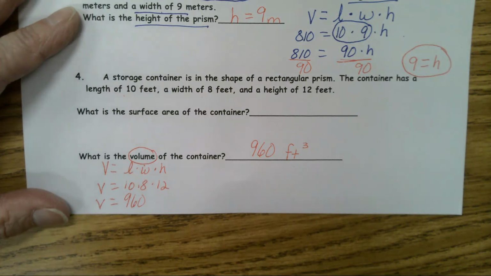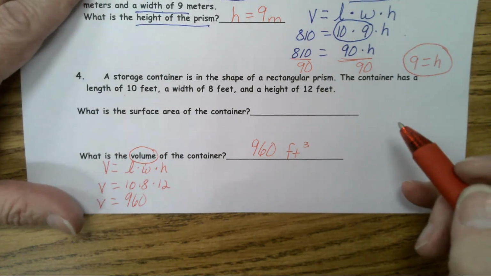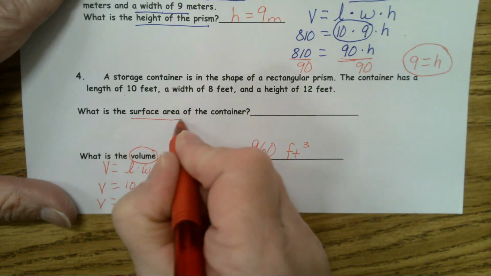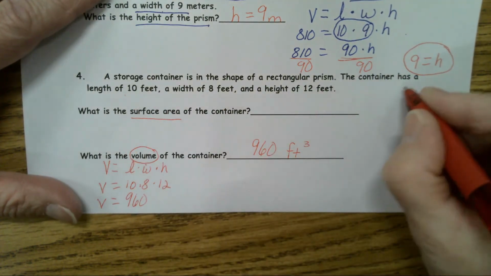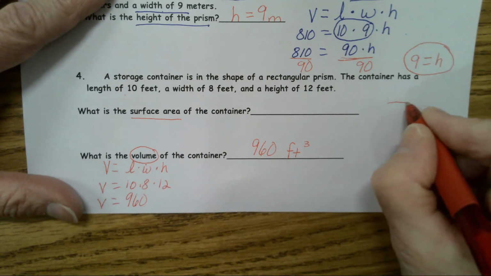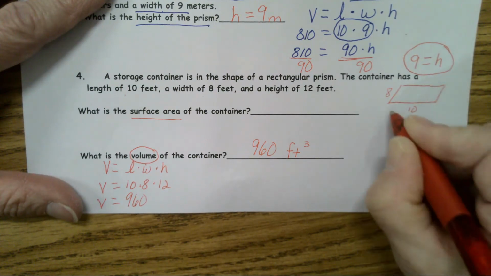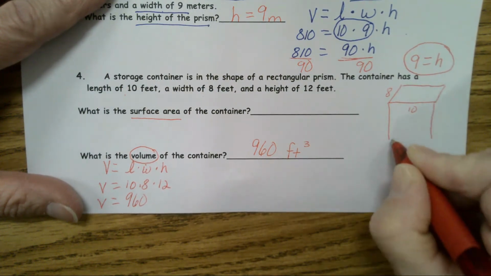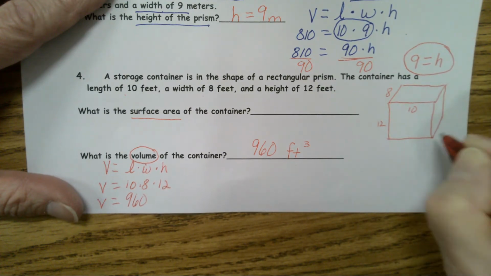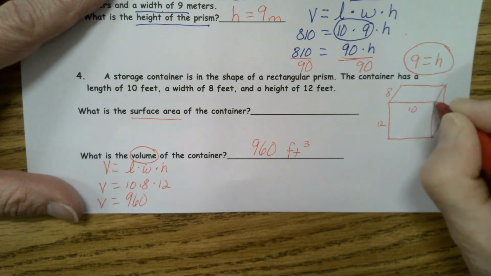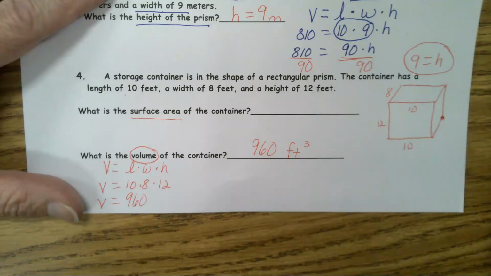Okay? Now, surface area. Well, I'll be honest. It's going to be easier for the surface area to just sort of draw your shape. 10 by 8 by 12. So I'm going to say this is 10 by 8, and it's 12 inches high. So this is 10 by 12 by 8.